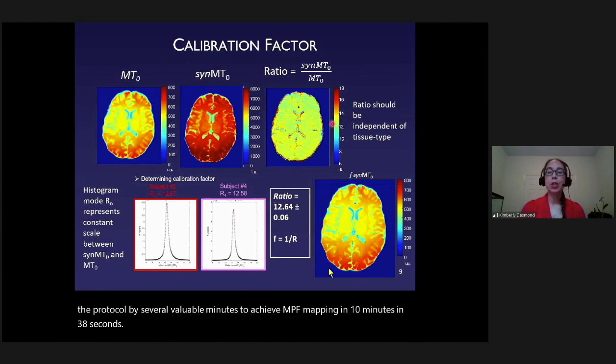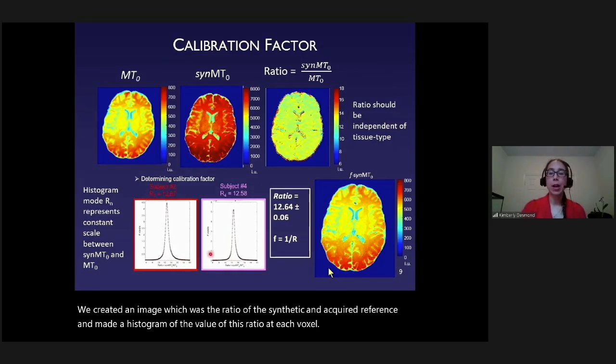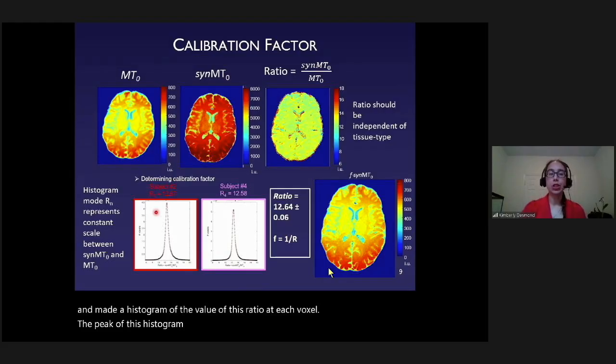We created an image which was the ratio of the synthetic and acquired reference, and made a histogram of the value of this ratio at each voxel. The peak of this histogram, the mode value, was recorded for each subject. The mean ratio value across all subjects was 12.64. Importantly, this value did not change substantially between subjects, with a coefficient of variation under 0.5%.